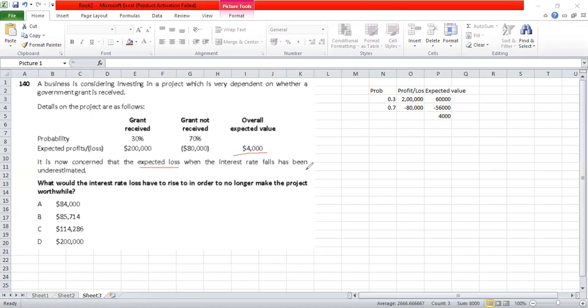What would the interest rate loss have to rise to in order to no longer make the project worthwhile? If the project is not worthwhile, it would have an expected value of zero. As of now, there is an overall expected profit of 4,000. When will it become not worthwhile? When the value becomes zero. So that is when it will be not worthwhile. Only that is the focus point here.